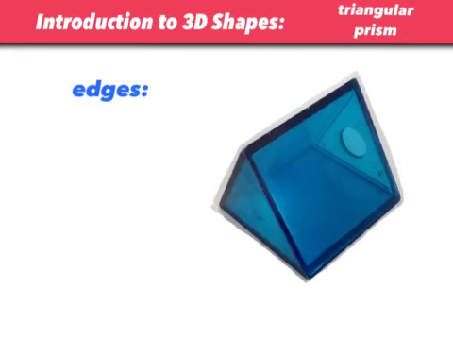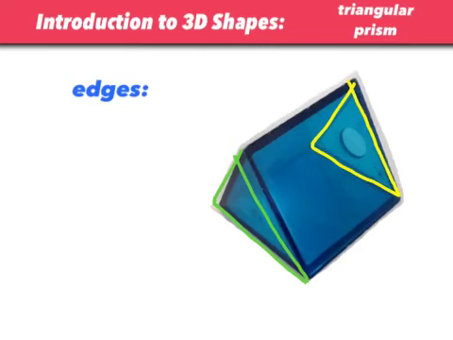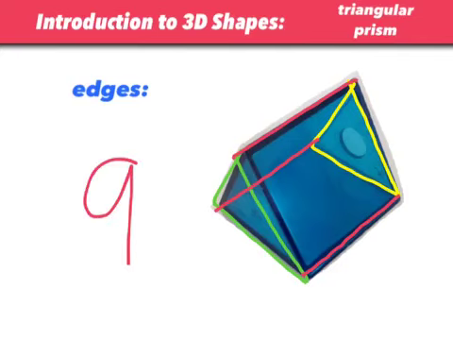Okay, have a look at the edges on this triangular prism. Pause the video, count up the edges and come back and we'll do it together. Okay, edges. 1, 2, 3, 4, 5, 6, 7, 8, right at the back there, and 9. So 9 edges in a triangular prism.